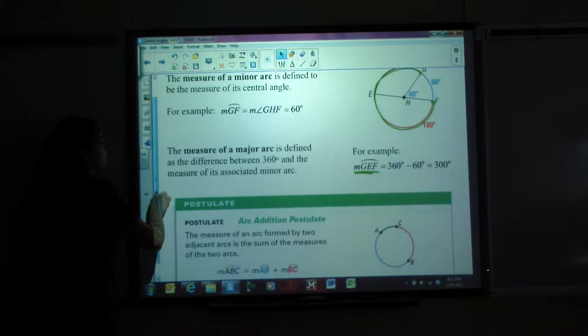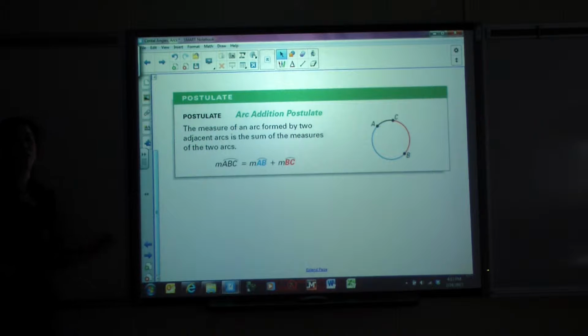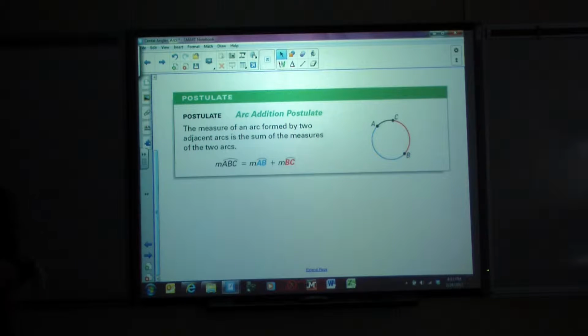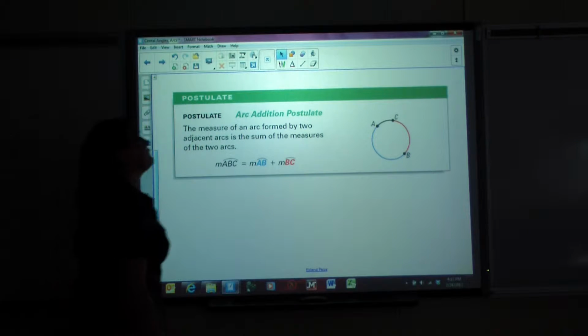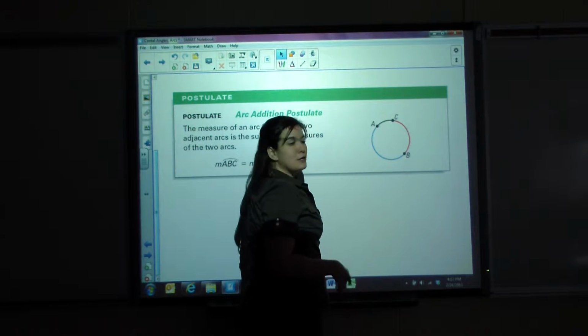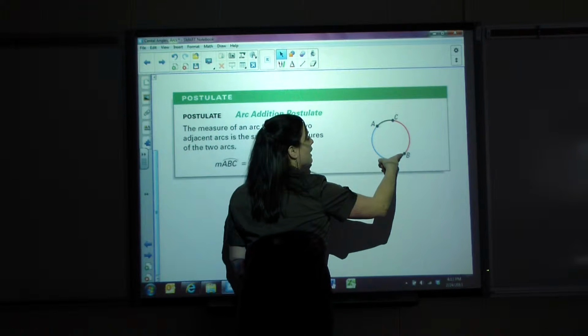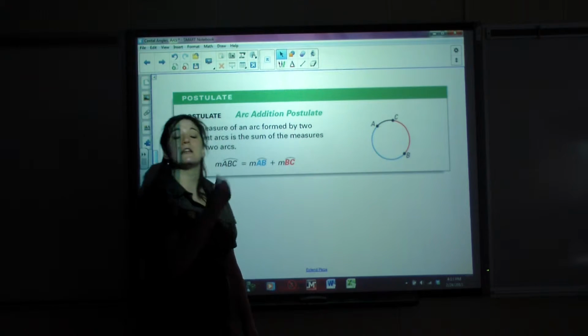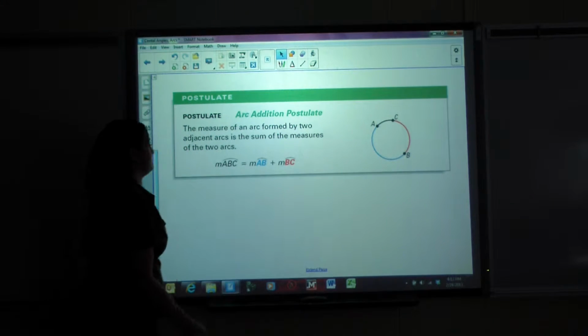Now, one other idea that you could use in order to find the measure of an arc is to simply add arcs together. If you wanted to know what's the measure of arc ABC, you could simply take the measure of arc AB and combine it with the measure of arc BC to get the total arc length.